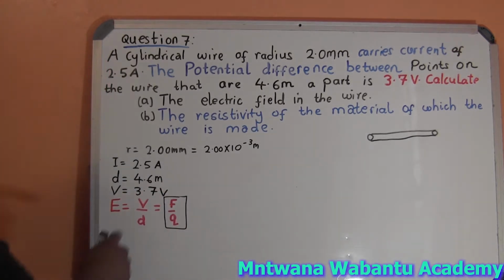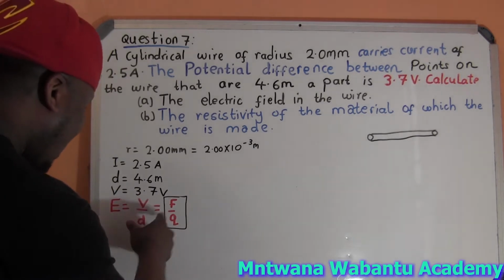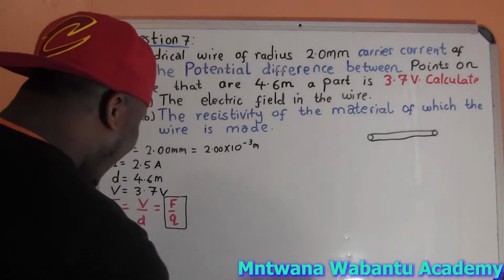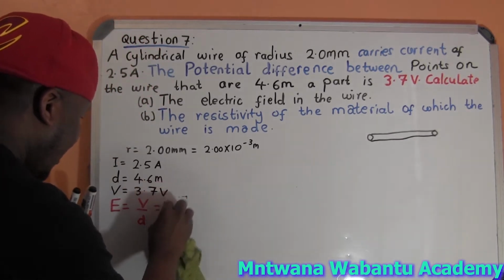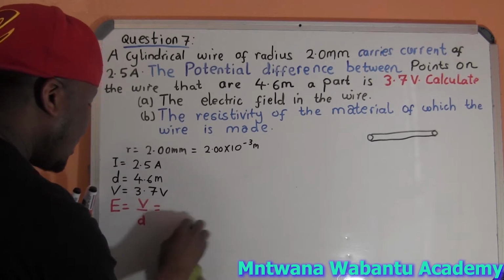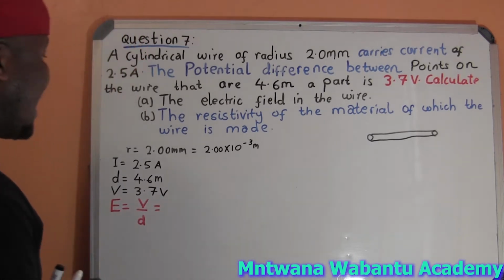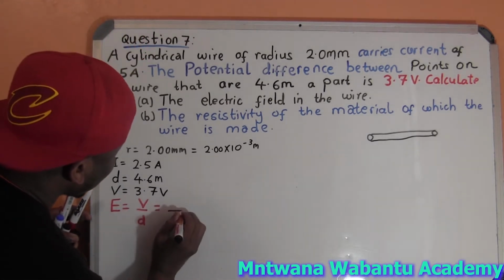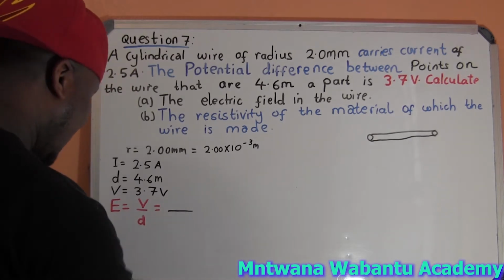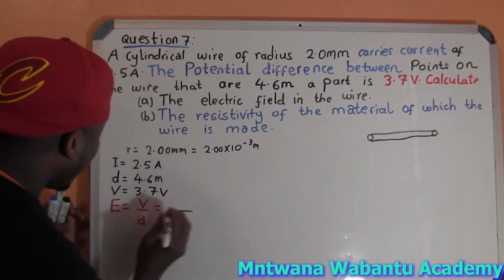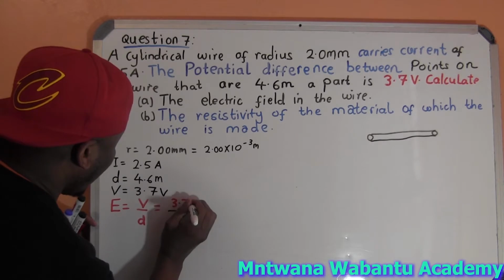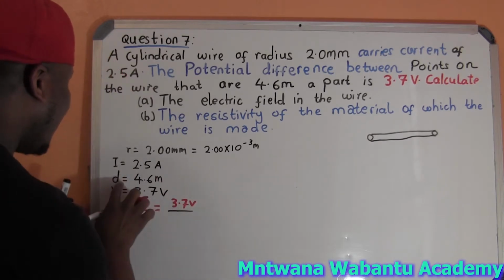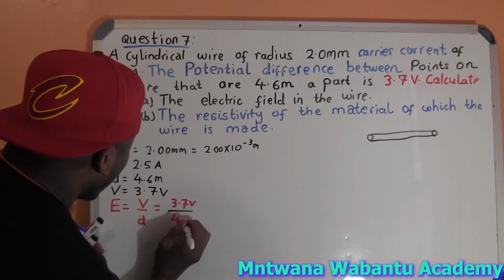We have V equal to 3.7, and this is the separation we have, which is equal to 4.6. So I don't need the force formula here, but it's also one of the definitions of electric field. So my electric field for this case equals the PD, which is 3.7 volt, over the distance of separation, 4.6.